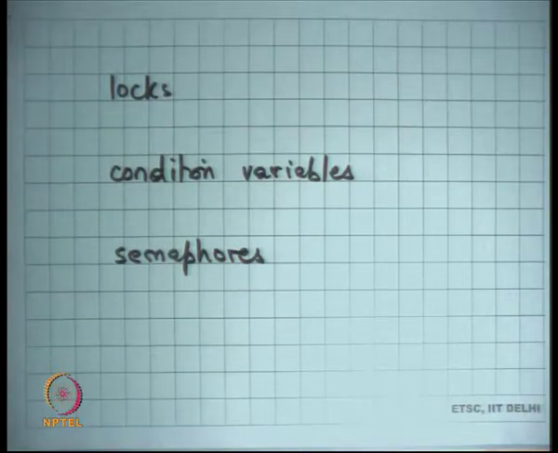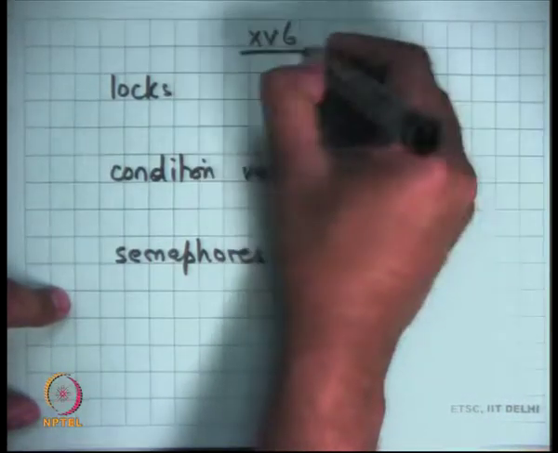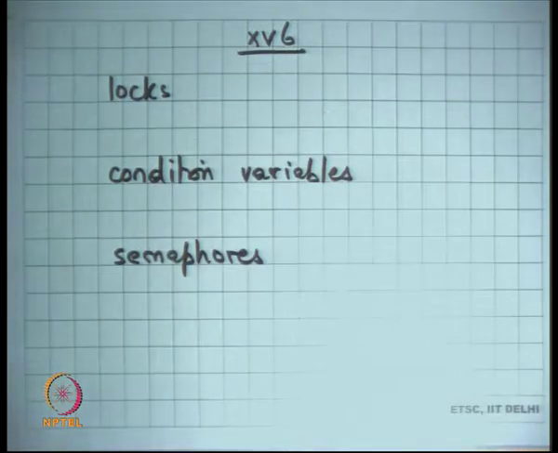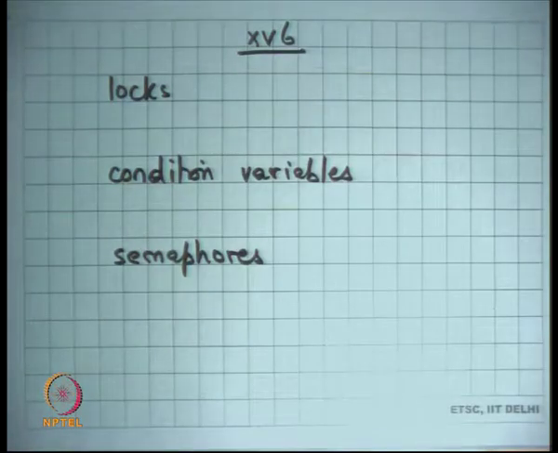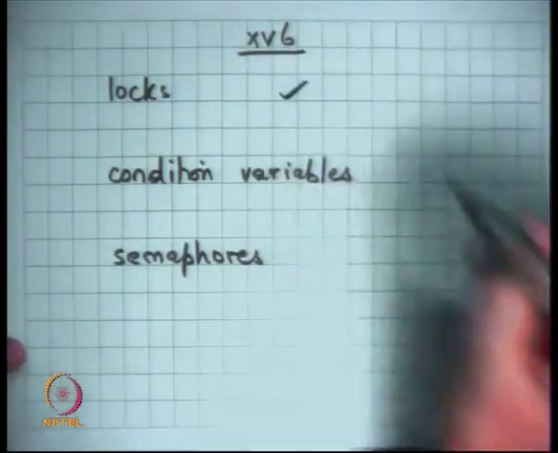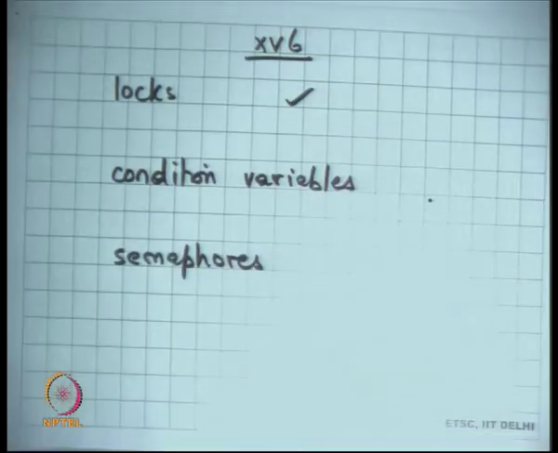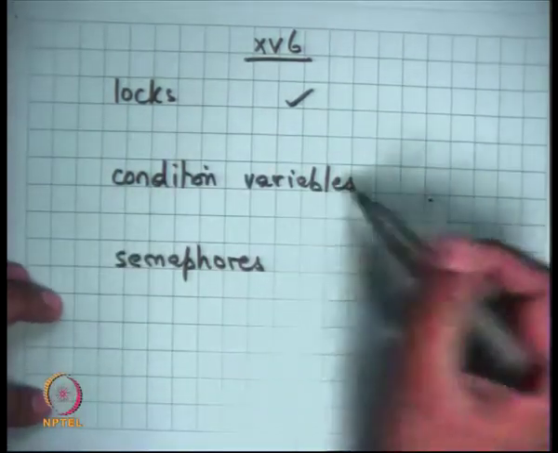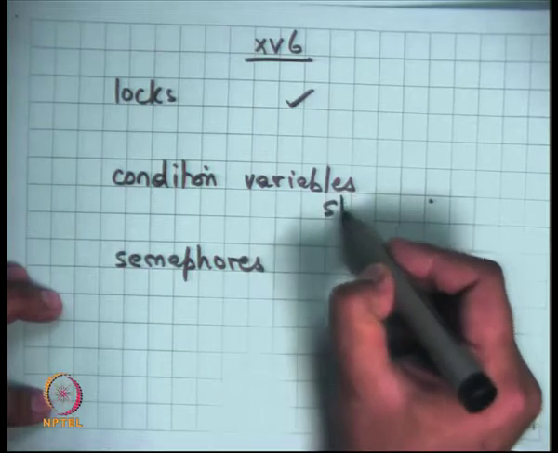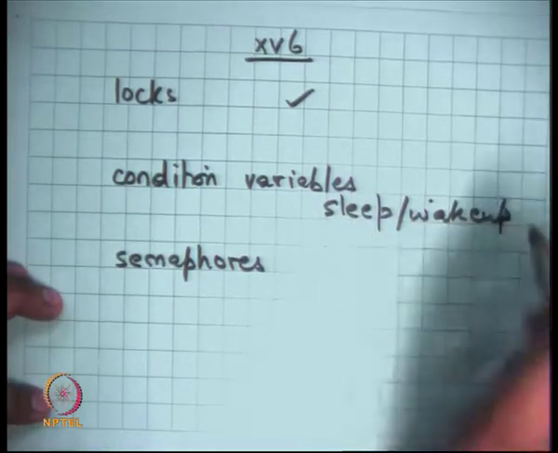Right. So today I am going to discuss these in the context of XV6, and let's look at how an operating system like XV6 is using synchronization within itself. And so XV6 uses locks. XV6 uses condition variables, but in a different form. So instead of calling them condition variables, it calls them sleep, wake up. All right. So the semantics are similar.